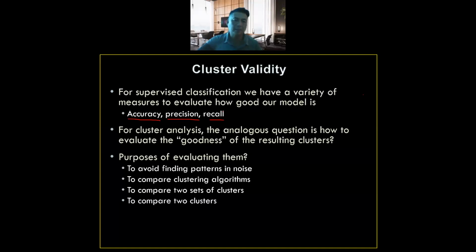But for cluster analysis, how do we evaluate the performance of the clustering technique? We will look into that in this one. The purpose of evaluating the cluster analysis is to avoid finding patterns in noise, to compare the clustering algorithms, and also to compare two sets of clusters. For example, whether three clusters is better or not compared to five clusters. So we want to compare which one is better, three or five clusters.